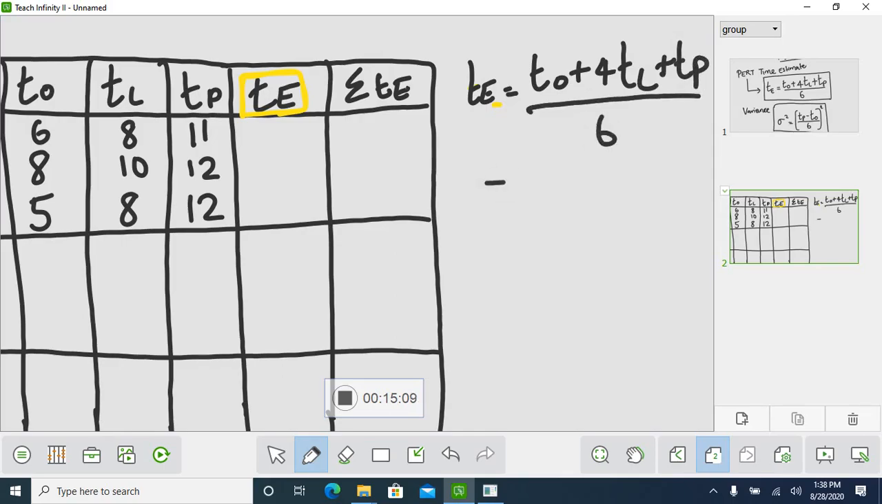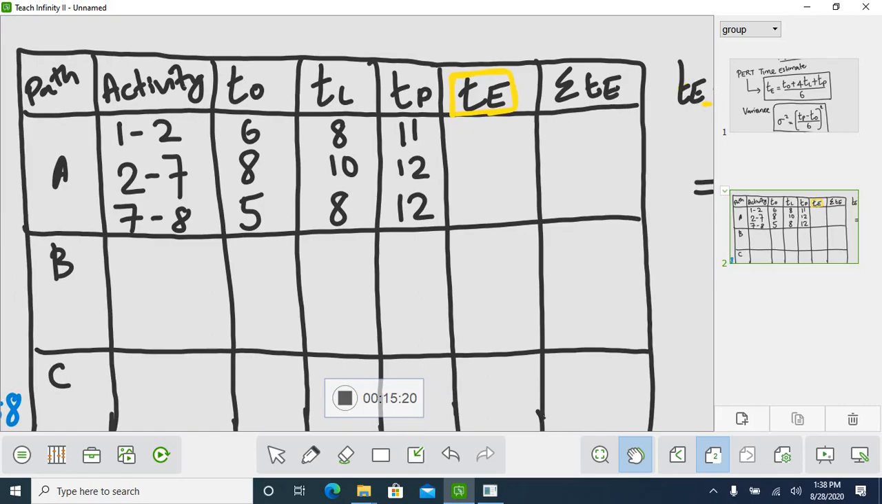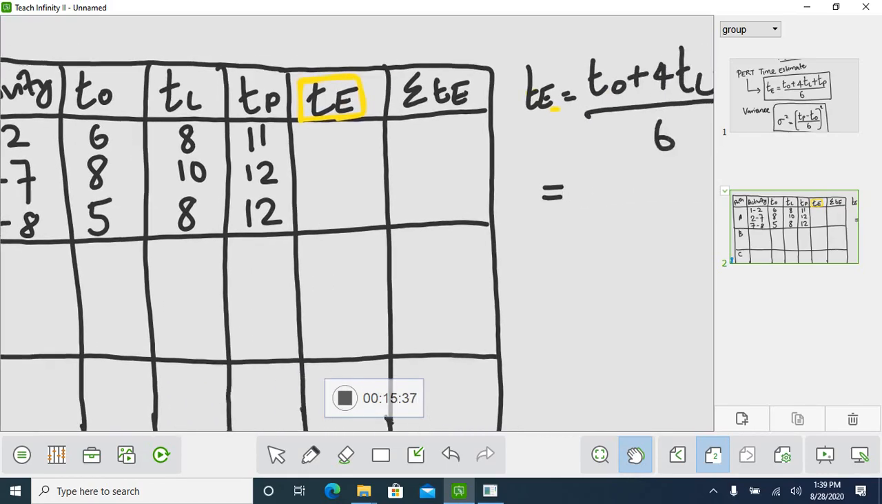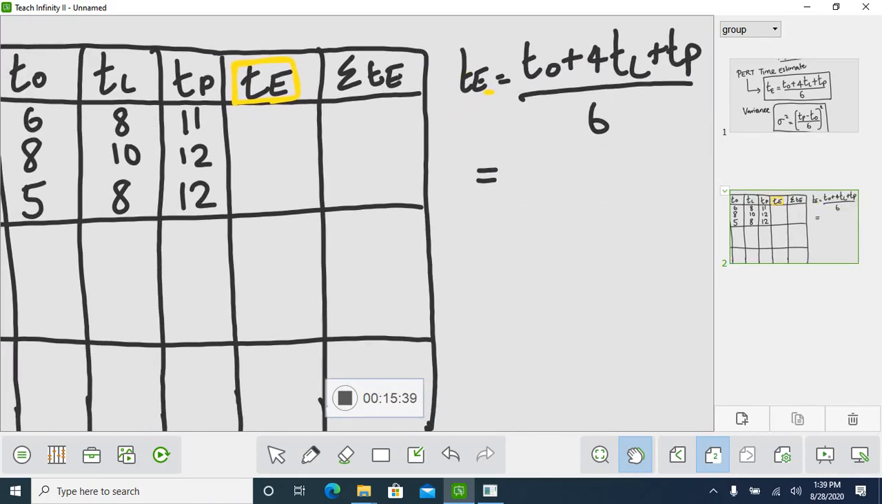So now for each path, for path A, we are going to do 1 to 2, apply the formula and find. For 2 to 7, we apply the formula and find. For 7 to 8, we apply the formula and find the expected time. For each activity, we have to find the expected time separately. Come, shall we do this?